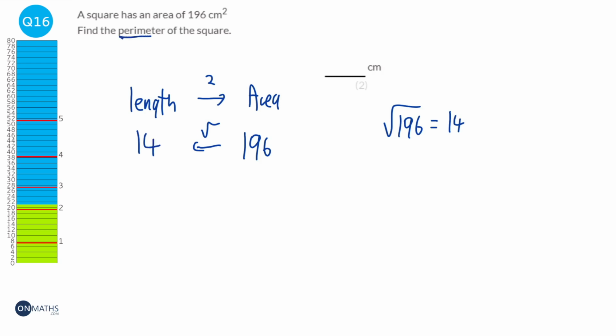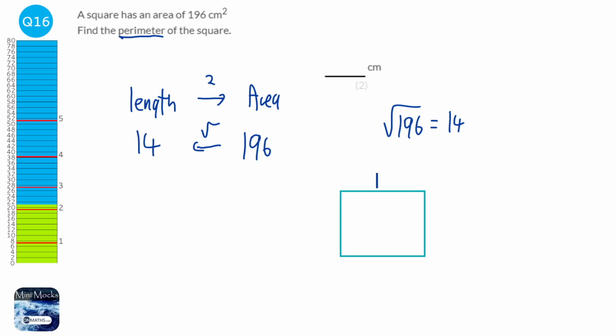So to work out what the perimeter is going to be, the distance around the square. So if I draw a square out, we know that each of these lengths are 14.